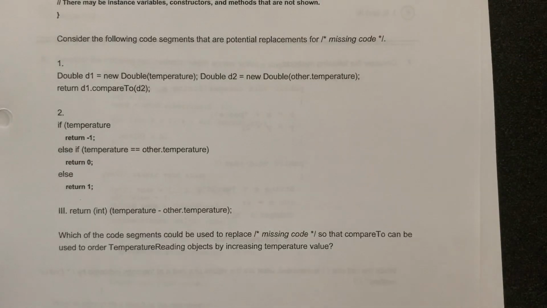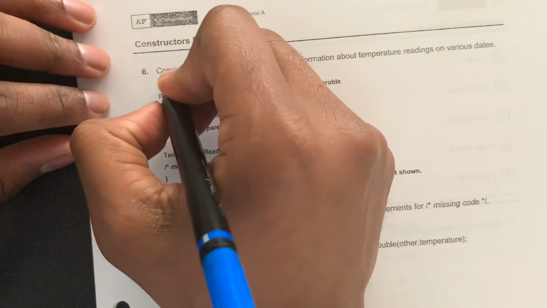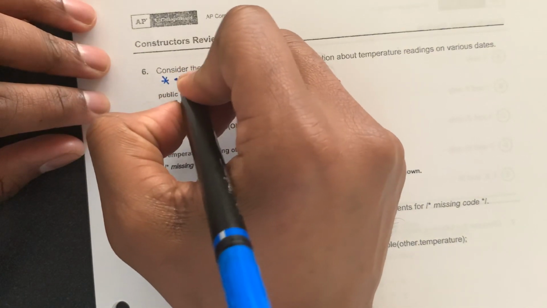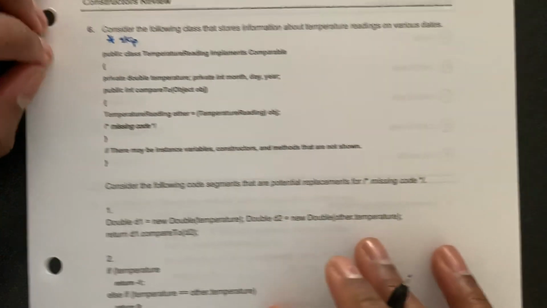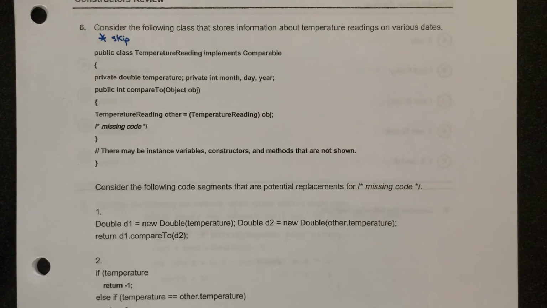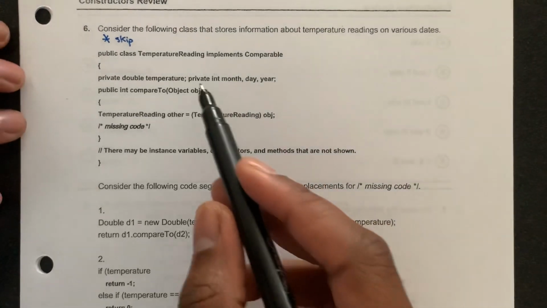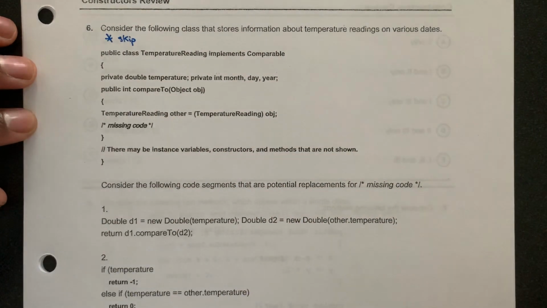For number 6, all right, so actually we haven't done the comparable method yet. So we're going to skip this one. And when we talk about abstract classes, interfaces, and the comparable method, we'll come back to a question like this.